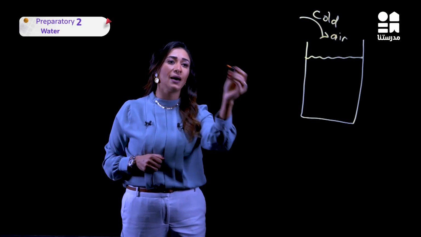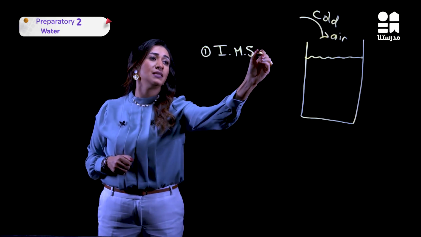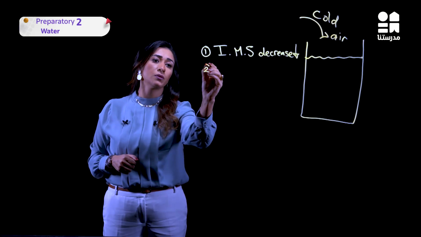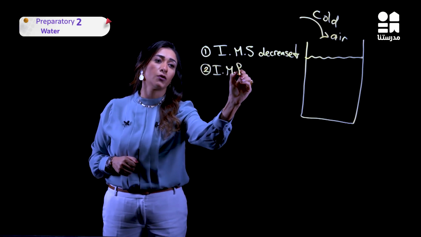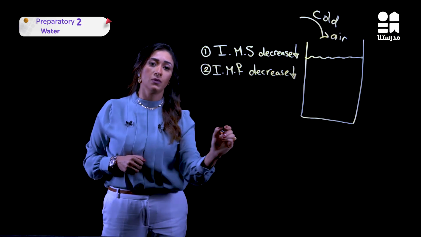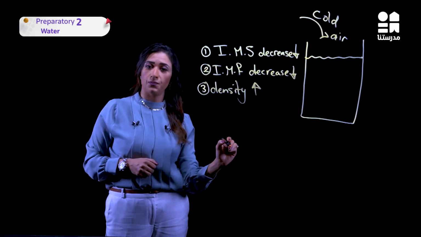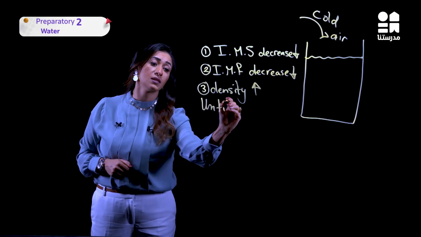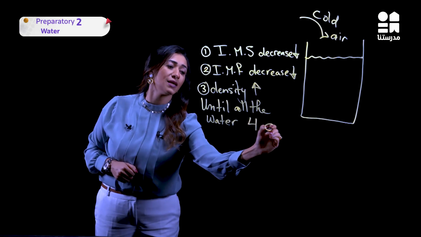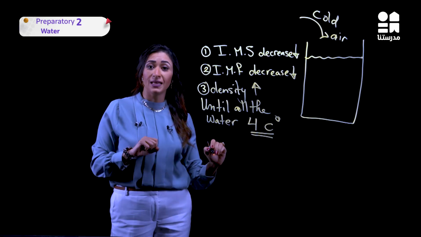Okay? When the water surface meets cold air, what happens? Number one, the intermolecular spaces decrease. Number two, the intermolecular force decreases. And the density starts to increase until all the water becomes 4 Celsius. At this degree, a red lamp lights up.